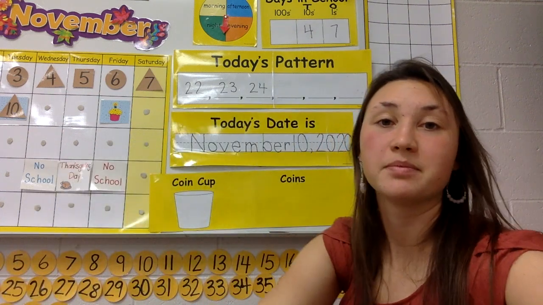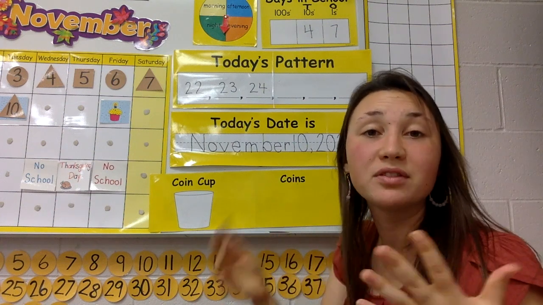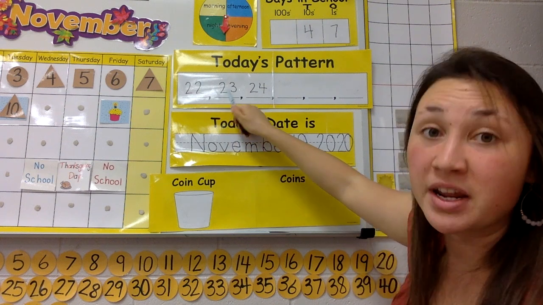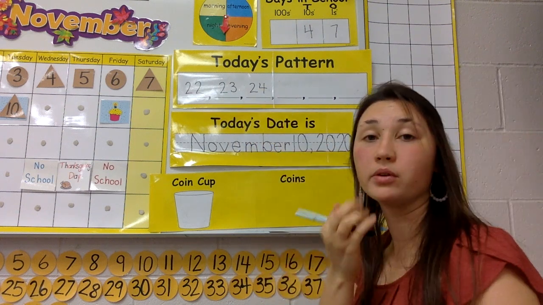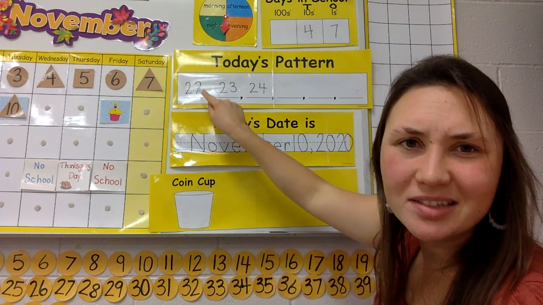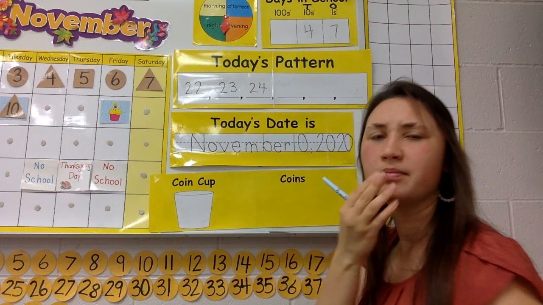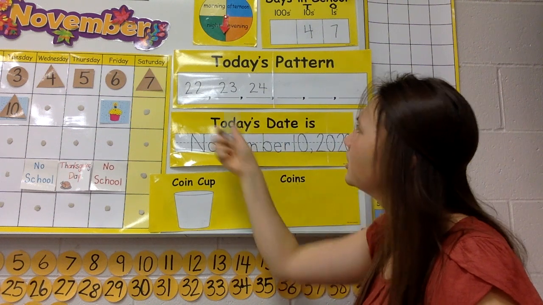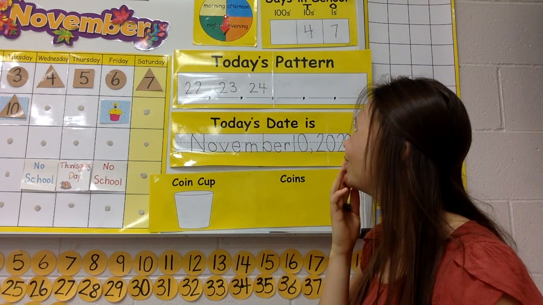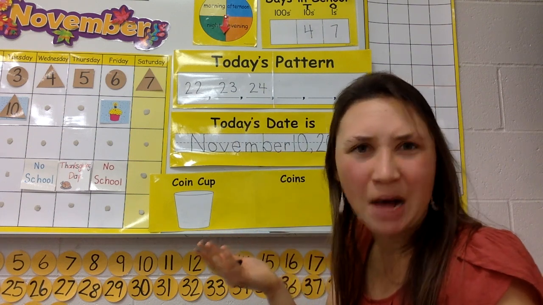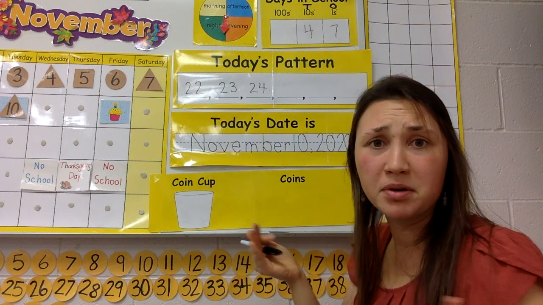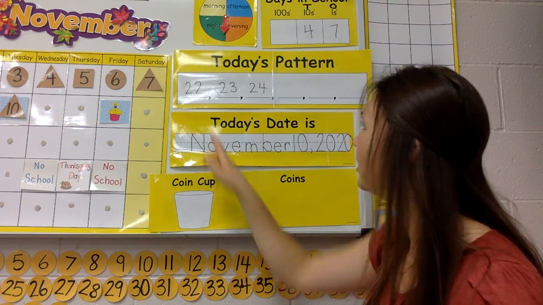Now let's move on to the pattern. Okay, let's say what we have so far. Say it with me, ready? 22, 23, 24. Okay, so what do you think the pattern might be today? How are these numbers changing each time? 22, 23, 24. It kind of sounds like we're just counting up, right? It's going up 1 each time. We're pretty much just counting up. All right, easy, let's do it.